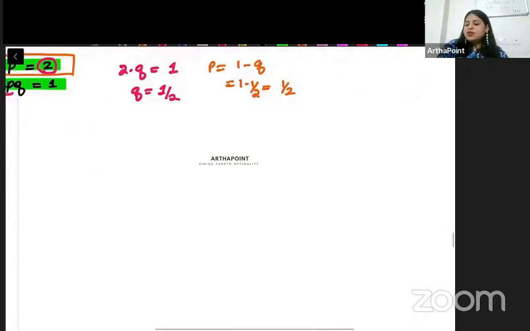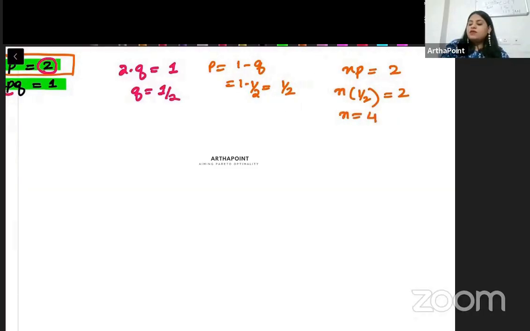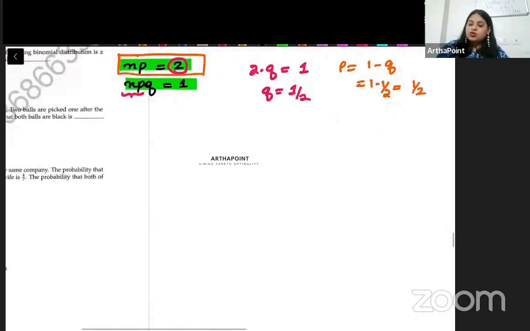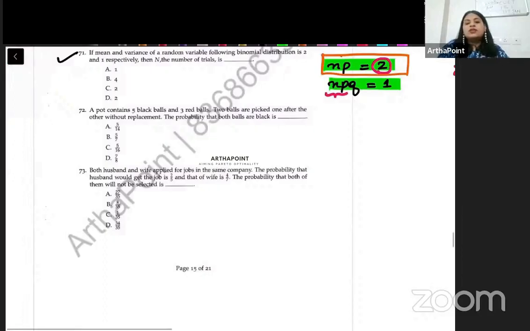If I put the value of P in this equation, it is given to me that NP is 2. So N into half is 2. So what will be N? N will be 4. So the value of N will be 4, and that's the answer to your question. It is 4. Is this clear? Okay, come to the next question.